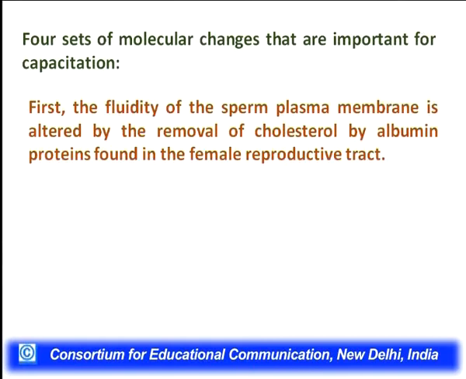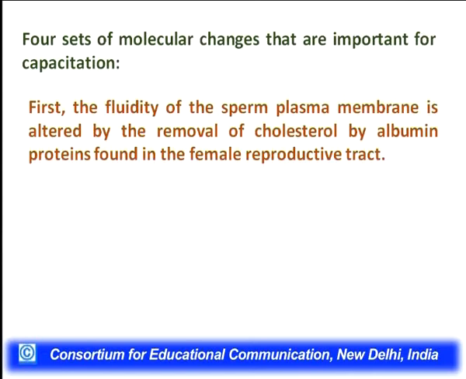The first is that the fluidity of the sperm plasma membrane is altered by the removal of cholesterol by albumin proteins found in the female reproductive tract. On the tip of the sperm, there are cholesterol molecules, or cholesterol vesicles, that are deposited. These cholesterol vesicles are removed by the albumin proteins found in the female reproductive tract.